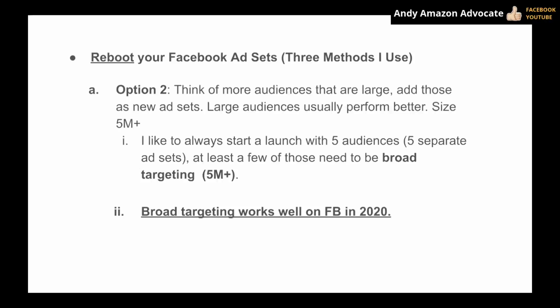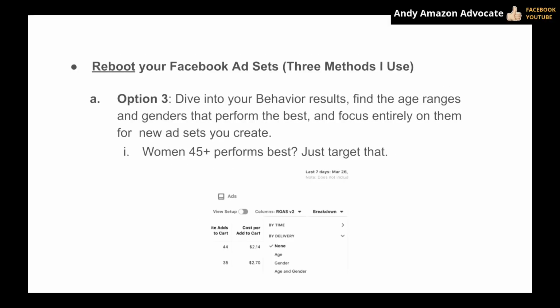So you really should be targeting audiences that are 5 million plus in size. It used to be the case that narrow targeting performed better on Facebook ads, but it's really not the case now. Larger targeting, giving Facebook more options to choose from, gets you better results. I find this when I run traffic to my e-commerce site. I find this when I run rebates. Just giving Facebook more autonomy, more ability to find good buyers is a good thing. Diving into behavior results, finding ages that perform well. So I mentioned that, that's with your breakdowns.